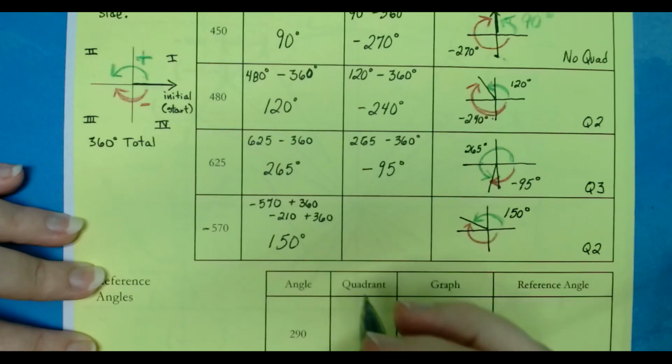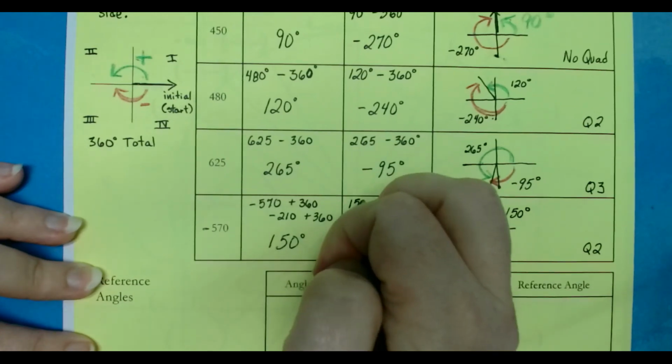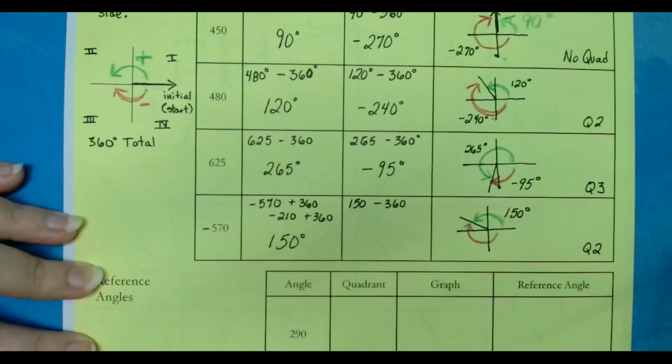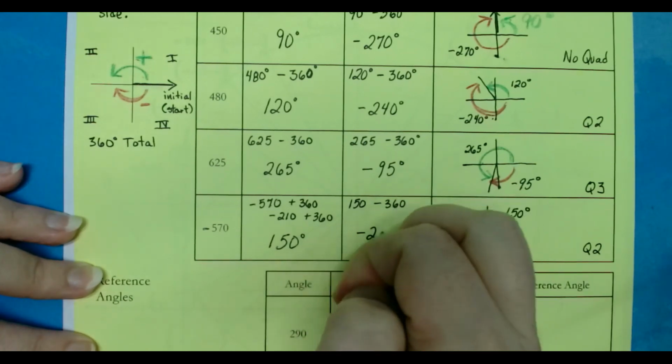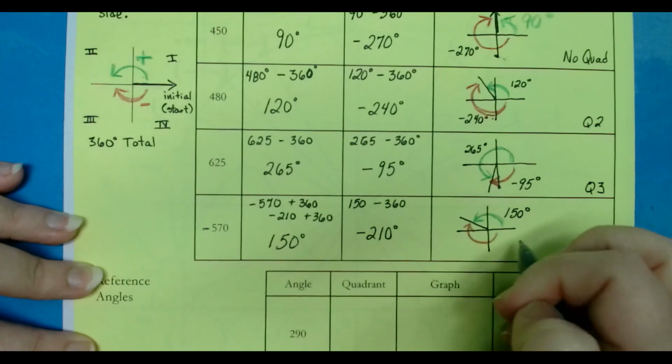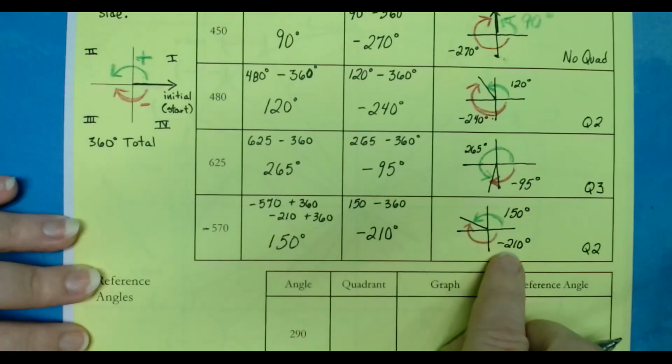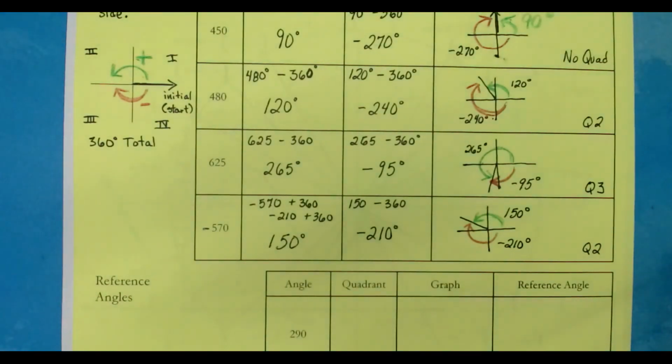And then we're going to take our 150 and subtract 360. We should get our negative 210, and we did. So we have negative 210 down here as our negative coterminal angle. You guys are doing awesome. Great job.